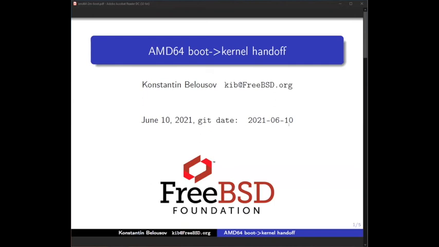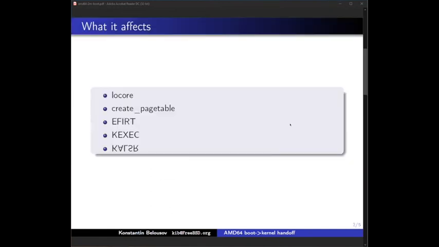We have an ongoing problem in the boundary between the AMD64 bootloader and kernel, and it is important enough that it actually affects a lot of different parts of the system. Basically, of course, it affects the low-level kernel code and PMAP bootstrap that creates the initial kernel page tables, but it also affects, for instance, runtime services for EFI. It affects the possibility of implementation of kexec. It also affects this ever important thing like KASLR.